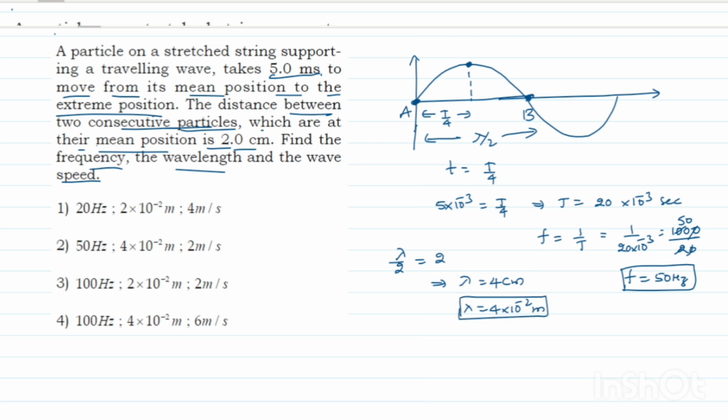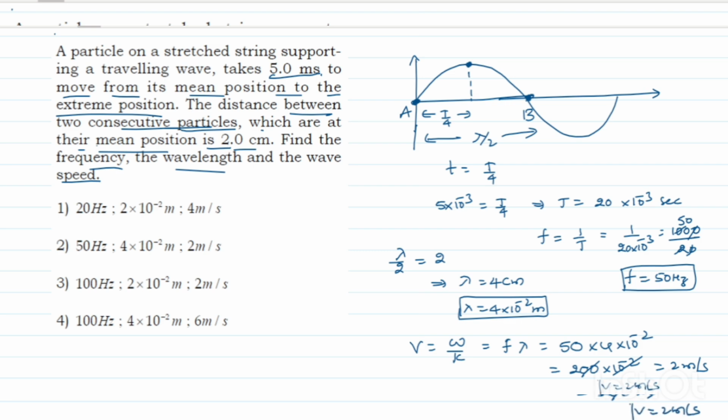Now let us calculate the v value. The velocity of the wave is the ratio omega by k, or else f into lambda; you just multiply these two values. So 50 into 4 into 10 power minus 2 is 200 into 10 power minus 2. Here plus 2 and minus 2 cancel, so we get 2 meters per second. The velocity is 2 meters per second, the wavelength is 4 into 10 power minus 2 meters, and the frequency is 50 Hz. So this is the correct answer.